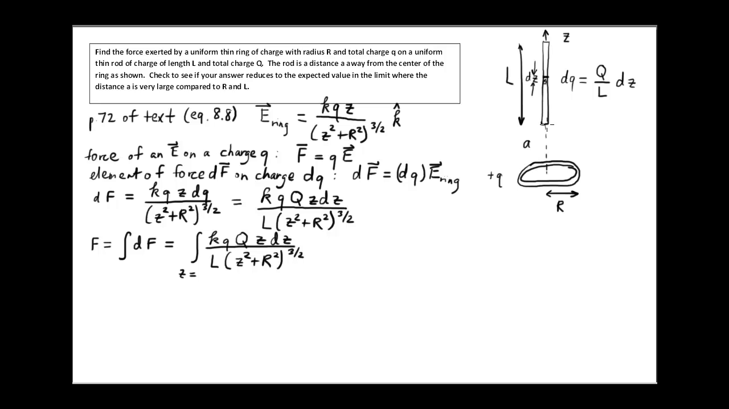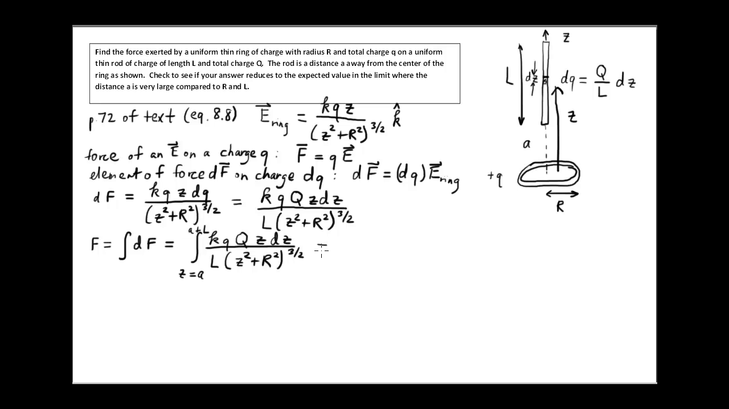So the bottom end of the rod, what I need to put in here just so we understand exactly what z means. Remember, z is the distance away from the center of the ring where we want to know the electric field. That came from the electric field equation here. So just to make it really clear, the charge element is at a distance z away from the center of the ring. So the coordinate z is measured from the center of the ring. That means the bottom end of the rod, which is the lower limit on the integral, is z equals a, and the top end of the rod is at a plus L, z equals a plus L. So I've got the proper limits.